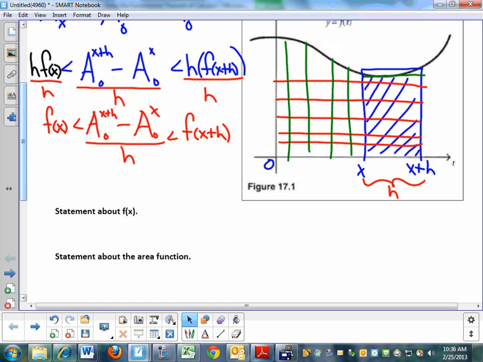Any idea what we want to do with h? Think back to way at the beginning of the year. Oh, yes. Nathan got it. Make it approach 0. All right, let's think about this. We're going to do that. We're going to make h approach 0. Watch what happens.